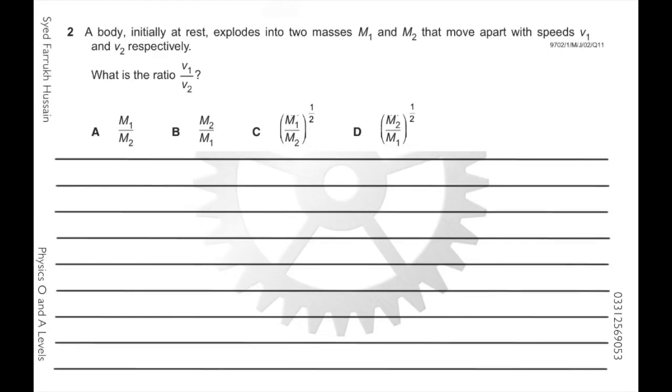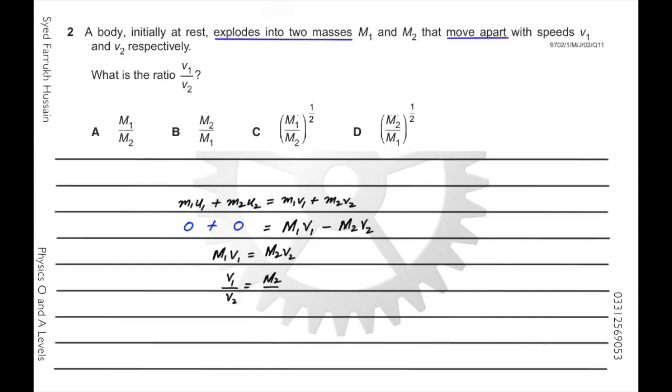In this case, there are two objects and it's written the object explodes. Whenever it's written the object explodes, initial momentum will be 0. So 0 plus 0 is equal to m1v1 plus m2v2. So m1v1 minus m2v2, minus because the objects are moving apart in opposite directions. So m1v1 is equal to m2v2 and v1 upon v2 is equal to m2 upon m1. So option B is correct.